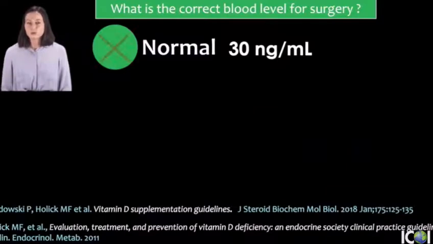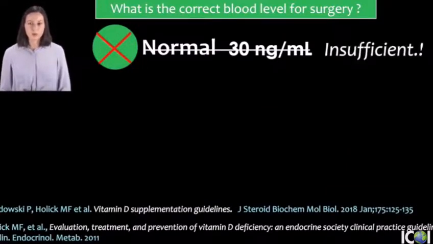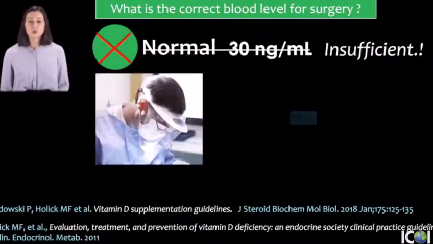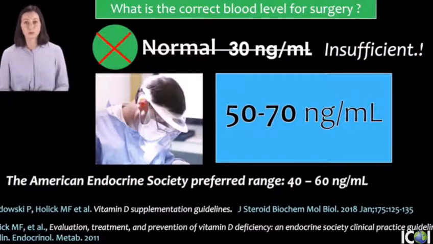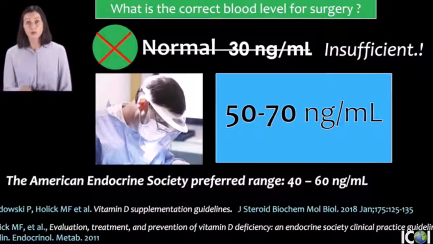So now you understand the correct blood level for surgery. It's not 30 nanograms per milliliter. This is insufficient. We have to increase the dose to reach a serum level of 50 to 70 nanograms per milliliter. And now recently, the American Endocrine Society agrees with us on the serum level range.